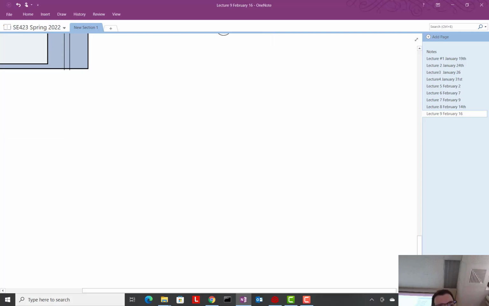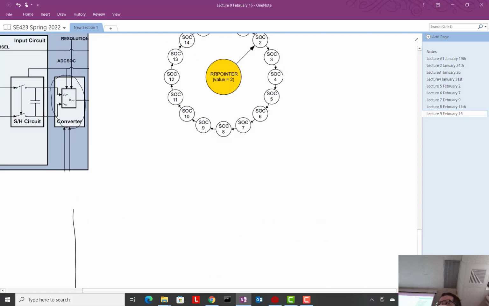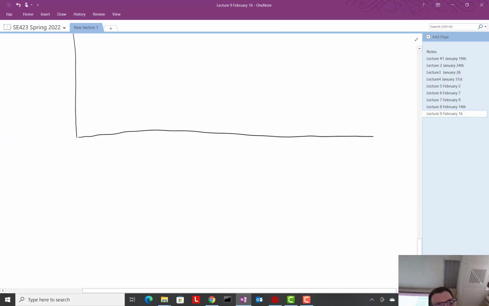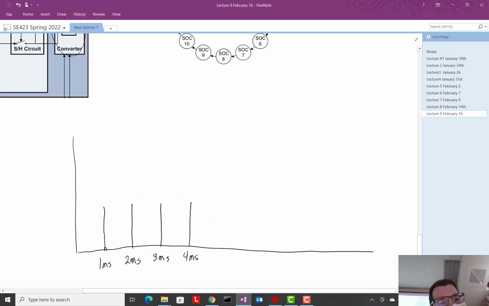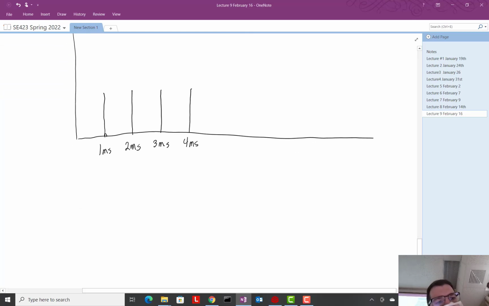So we have, in time, we are going to tell the ADC to convert every 1 millisecond. So we'll call this little spike a conversion, 1 millisecond. Tell it to convert at 2 milliseconds. Tell it to convert at 3 milliseconds. Tell it at 4 milliseconds. Now, that's in units of milliseconds. The conversion is done just barely after that, again in microseconds. So the conversion is finished right there, just a little bit after.